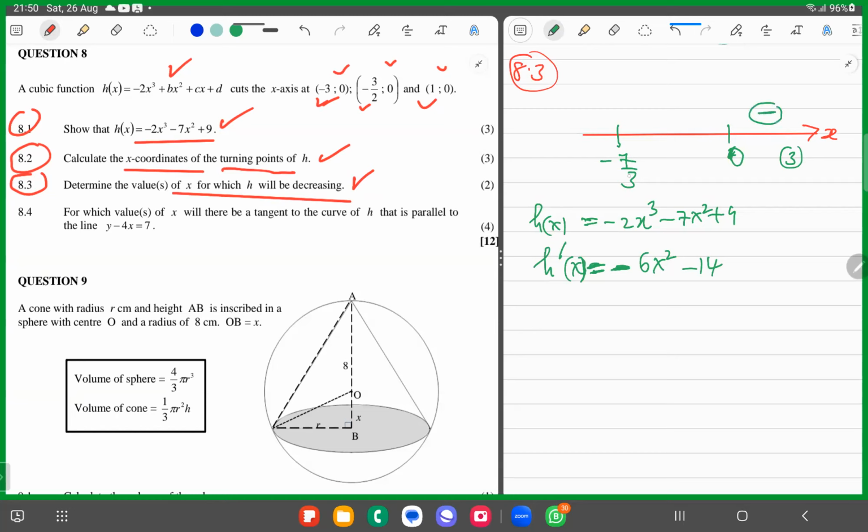Right, between, for example, between what and what? Between minus 7/3 and 0, what number can you pick there? Because minus 7/3 is like minus 2. So you can have like a minus 1, for argument's sake. If you put minus 1 there, you're going to have a negative. And if you put the other one, you're negative throughout.